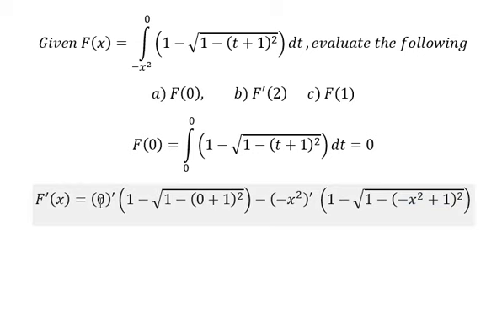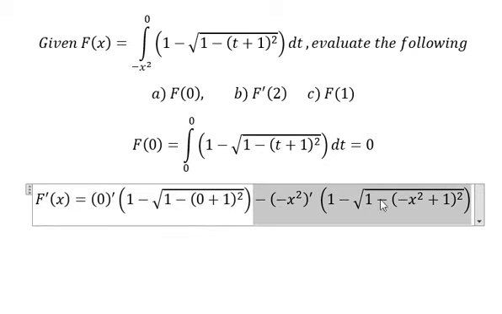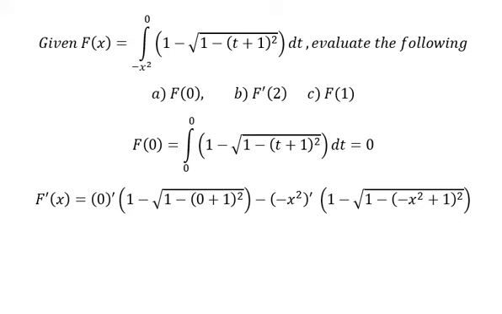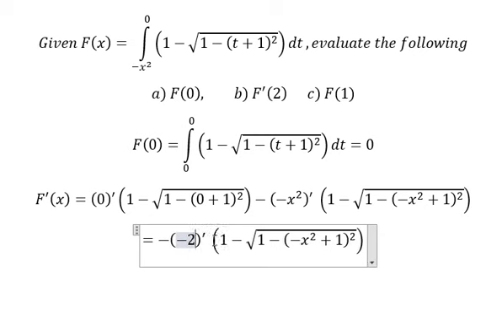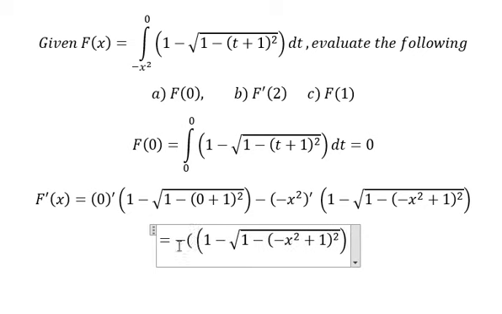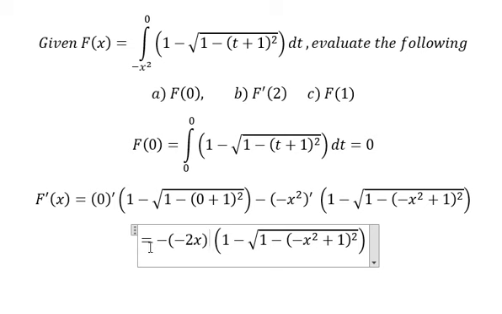So this one you get 0, because the first derivative of a number you get 0. So we need to simplify this one, and we are just left with this. The first derivative of negative s square you get negative 2s. Negative and negative you get positive.